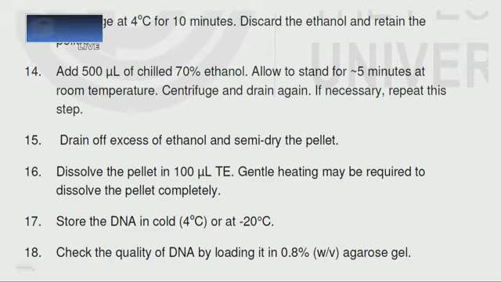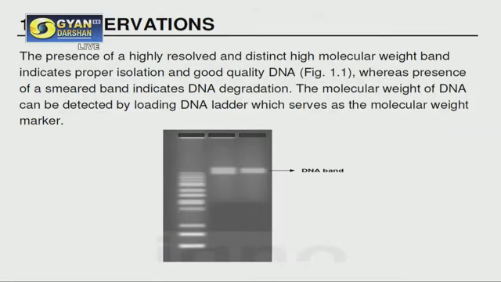And then you have to check the quality of the DNA by running it in a 0.8% to 1% agarose gel, that is, through agarose gel electrophoresis. What will be your observation? The observation will be like this, as shown here. You have a sharp band, as you can see in lane number 2 and lane number 3. These are the DNA bands.